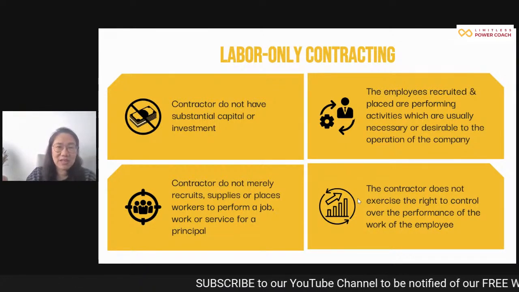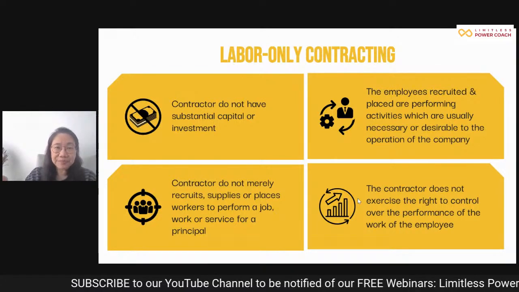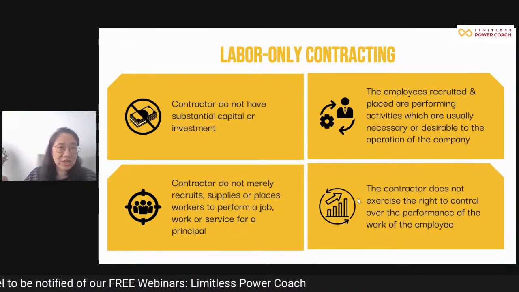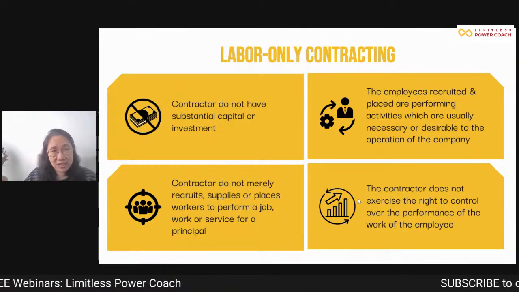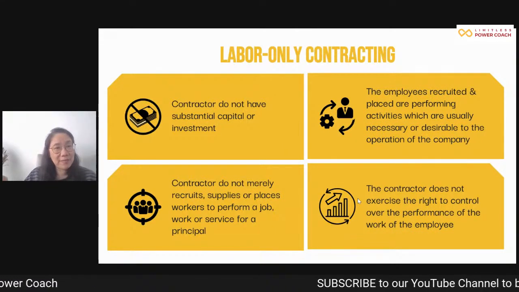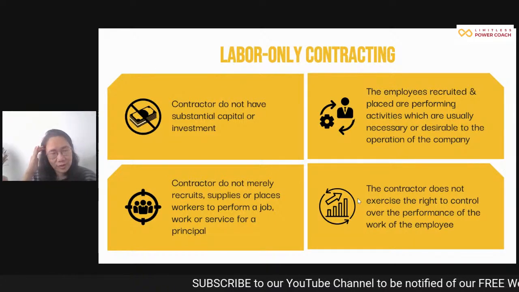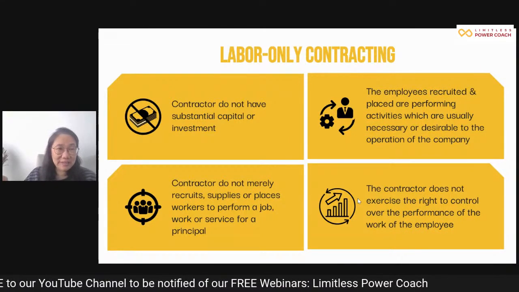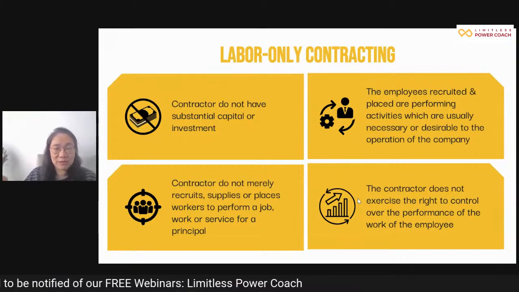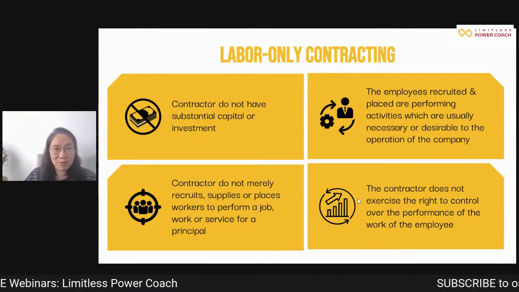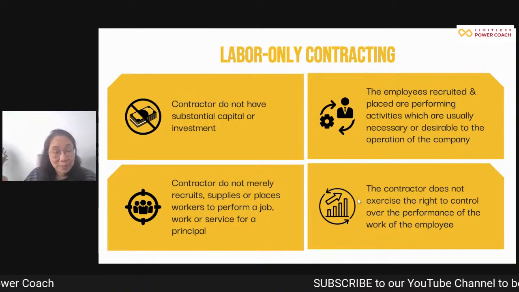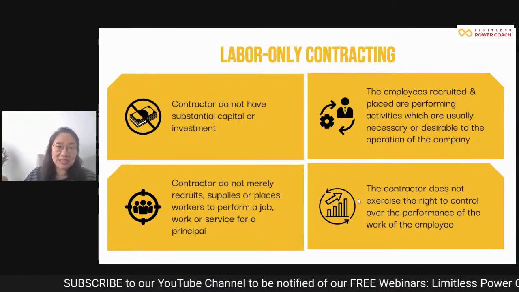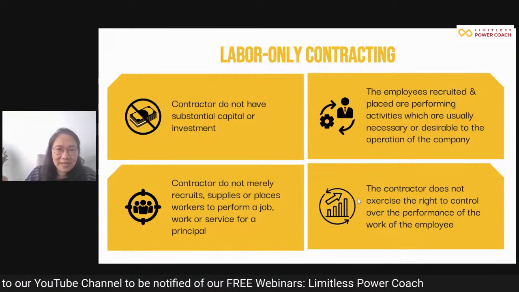So when you talk about labor-only contracting, these are some of the red flags. If the alleged contractor doesn't have substantial capital or investment, they may be engaged in labor-only contracting. If they merely provide you labor, and the principal is the one directing how things would be carried out, and you are the one providing them the tools and trades needed to carry out the function, then it may be considered labor-only contracting. If they are performing no functions which are necessary or desirable to the business operations, it can also be classified as labor-only contracting, although it's a very gray area.